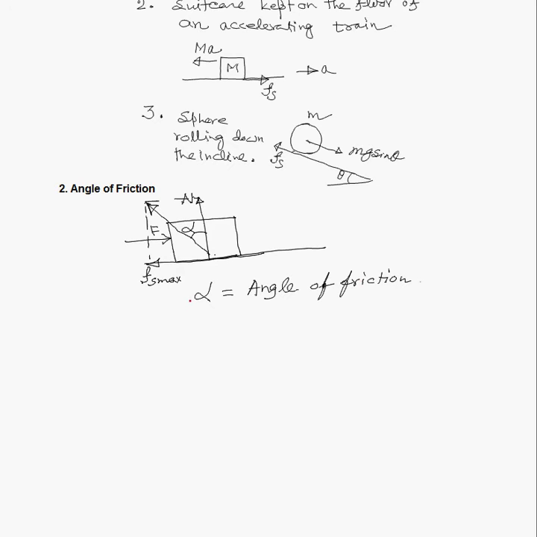As Fs max is equal to mu times the normal reaction, so tan alpha, which is equal to mu N by the normal reaction N, is equal to mu, or alpha is tan inverse mu. So angle of friction is tan inverse of the coefficient of friction.